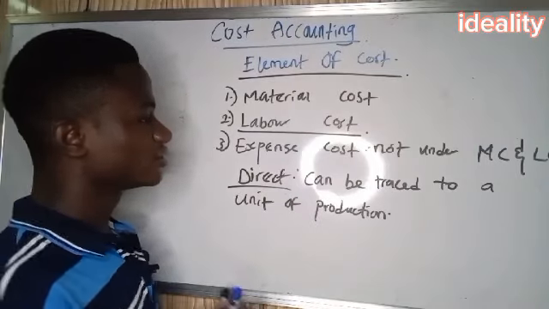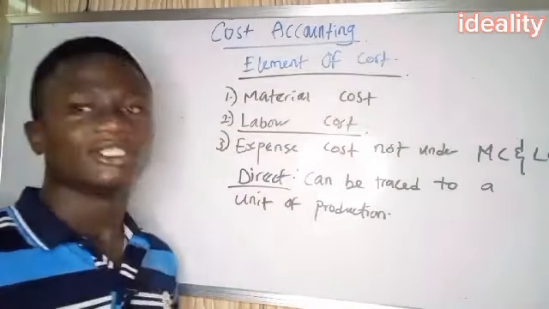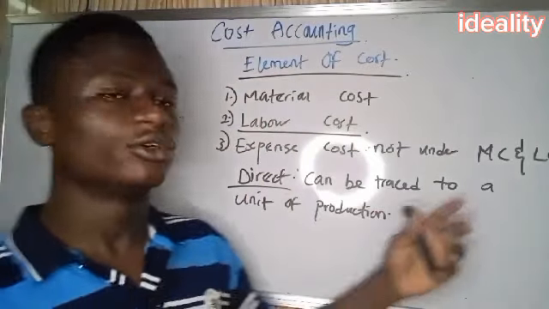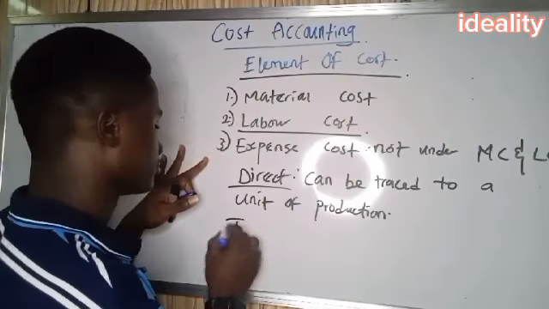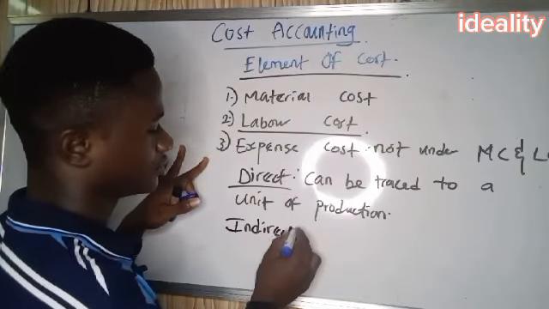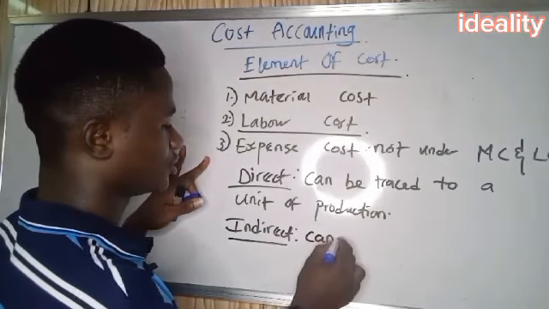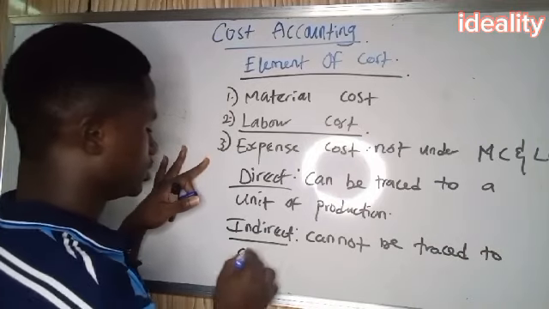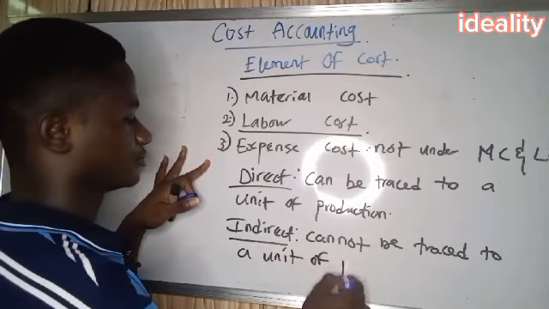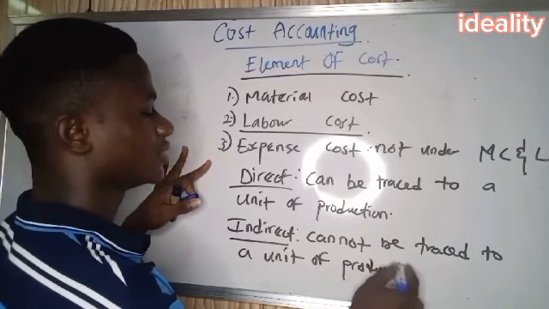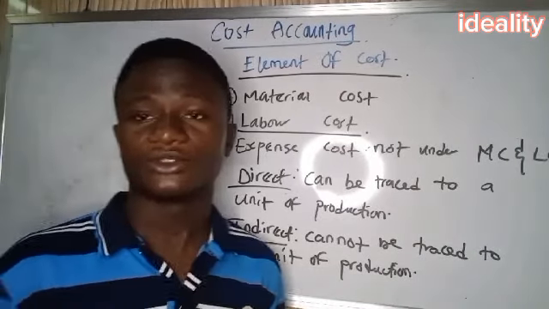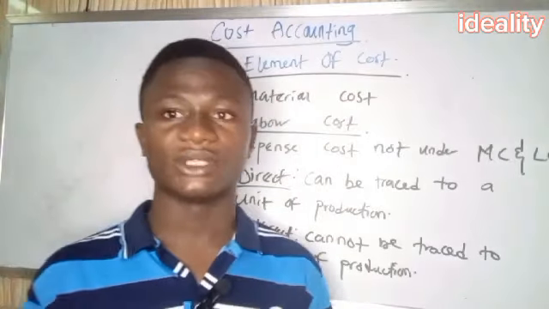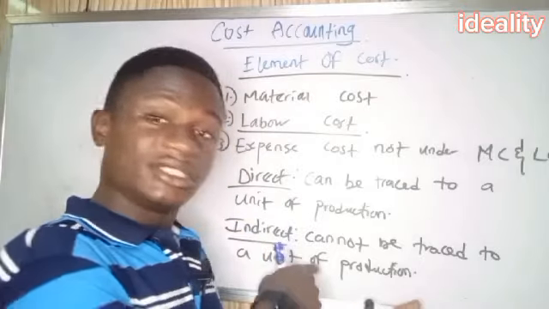So if direct costs can be traced to a unit of production, you should know that indirect costs cannot be traced to a unit of production. Yes, indirect costs cannot be traced to a unit of production. That is what we mean. Okay, look at it now. Imagine I'm a baker. I bake for a living, and I'm explaining indirect costs now.